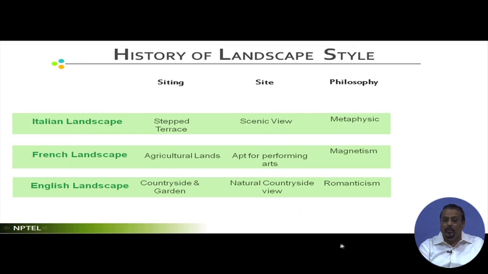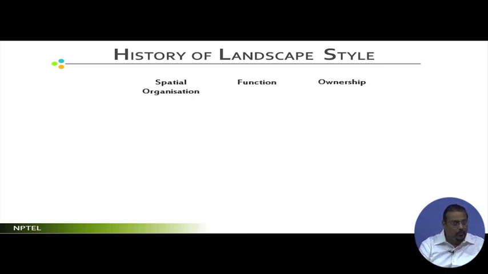Locations are almost similar. They were grand, some in stepped lands, some in absolute flat, some in countryside which is rolling like English. Italians were stepped, the French were flat, and the English were in the rolling grounds. You may find examples which are contrary to this, but most commonly this is the scenario. And the philosophy was, for Italian, metaphysical, and French was magnetic, and English landscape was romantic. This is what I was trying to hint at in the beginning of the discussion on the history.